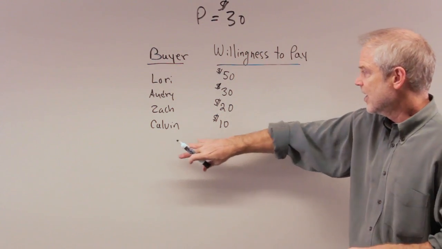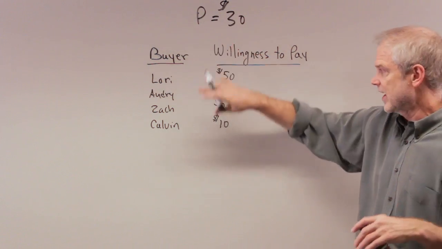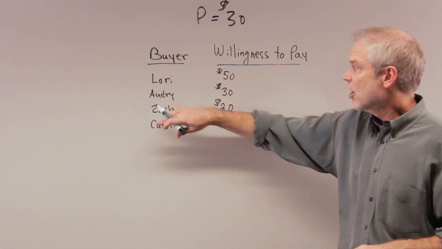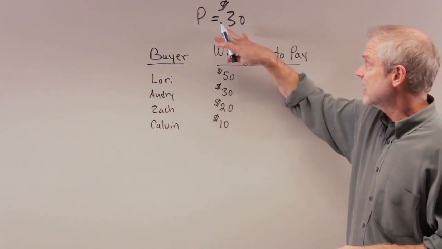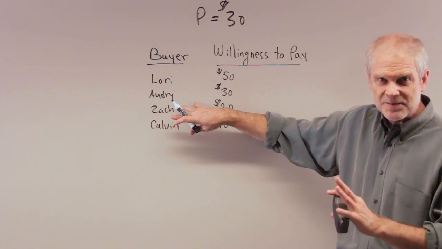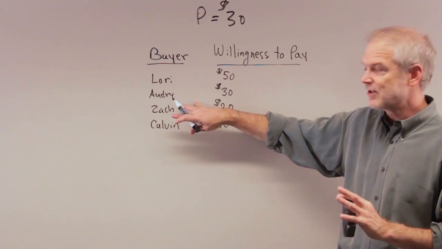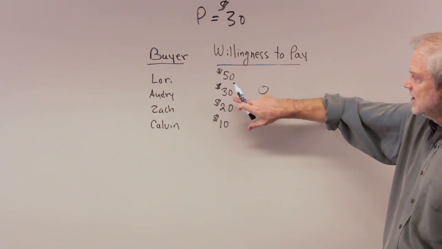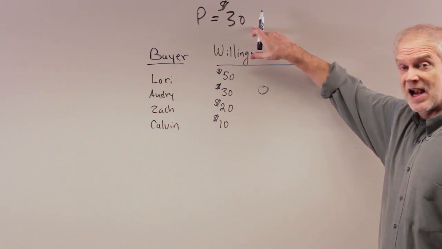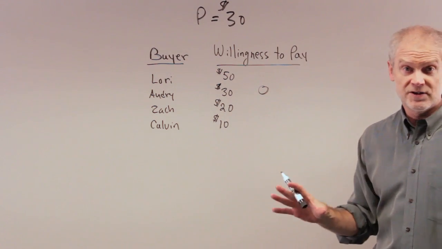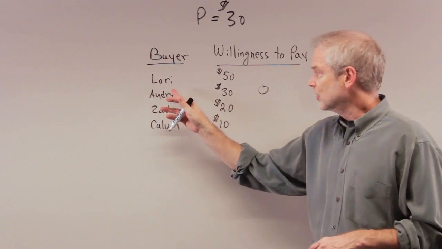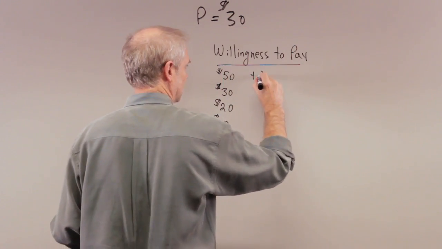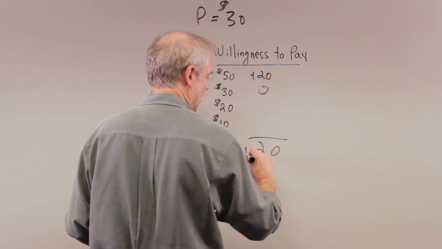So Calvin, willing to pay 10, price 30. Calvin says, forget it. Zach, willing to pay $20, price 30. Zach's not going to buy it. Audrey, willing to pay 30, price 30. Audrey will buy it. It's the maximum she's willing to pay, but she wants the good. It's $30. She's going to buy it. Her surplus? 0. Because you take the difference between what she's willing to pay and what she actually has to pay, and that's the surplus. There is no surplus for Audrey. How about Lori? Lori's willing to pay $50, price is $30, her surplus is $20. Total surplus in society is now only $20.